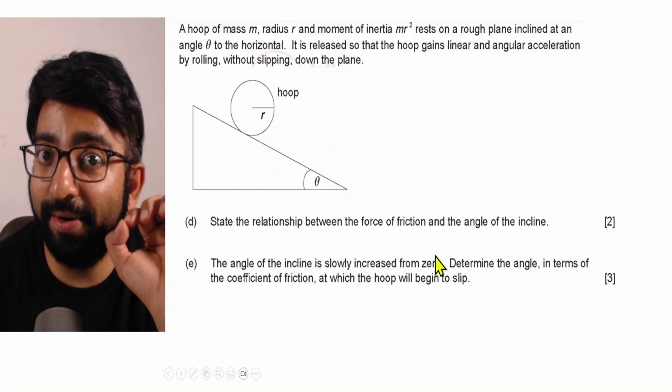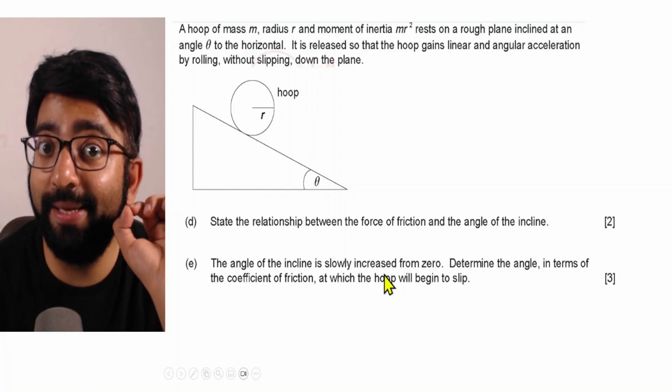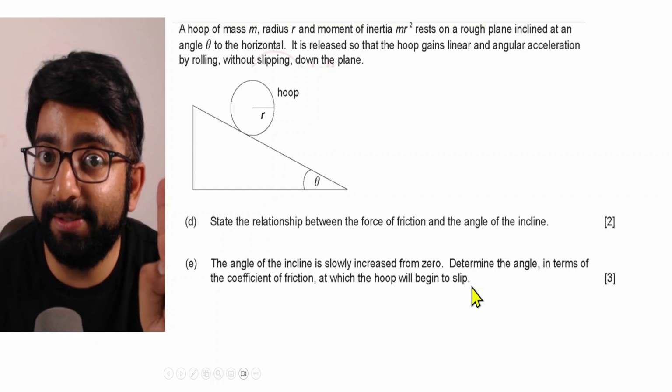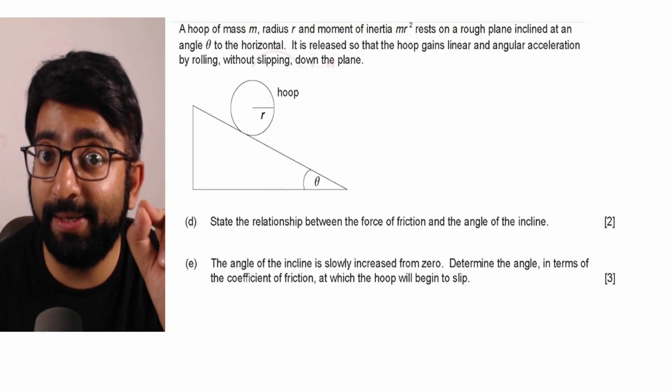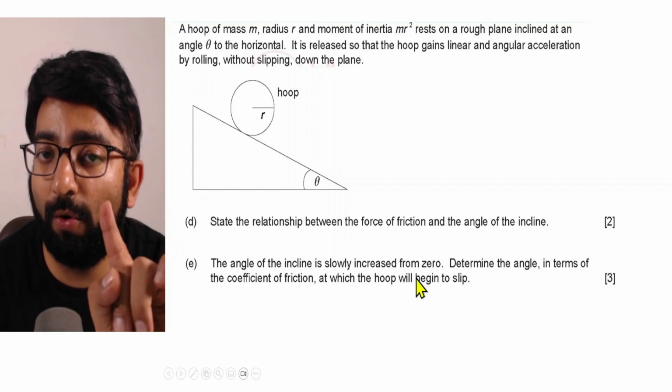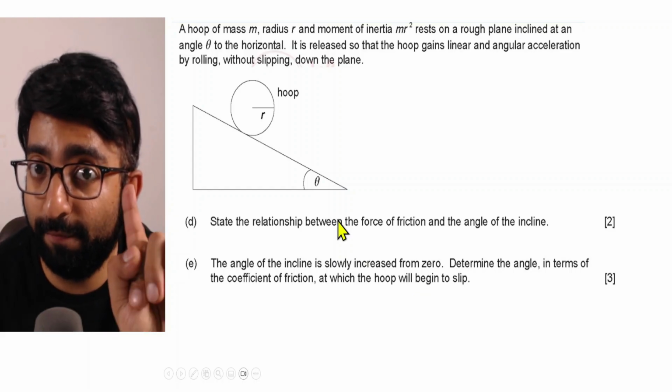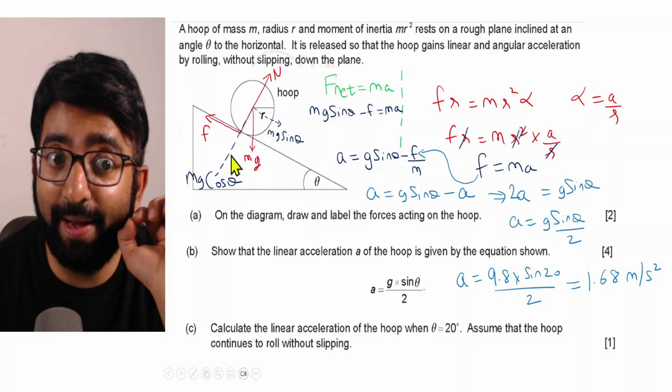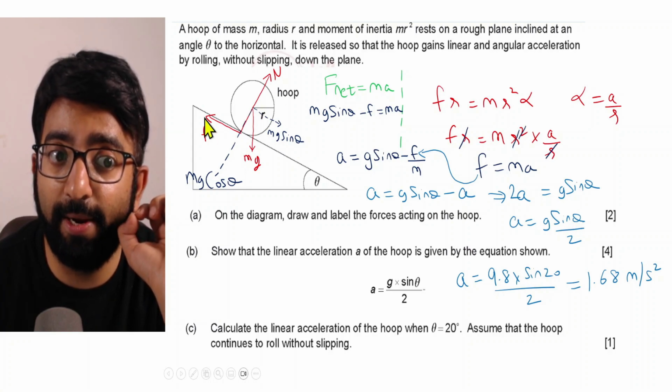Now, the question already has given a hint that the hoop is slipping, which means the friction acting on the hoop is the maximum possible. The limiting friction, remember, is mu mg cos theta. And if I go back to the free body diagram, let's again analyze the different forces acting on this hoop: normal reaction, mg, and friction.